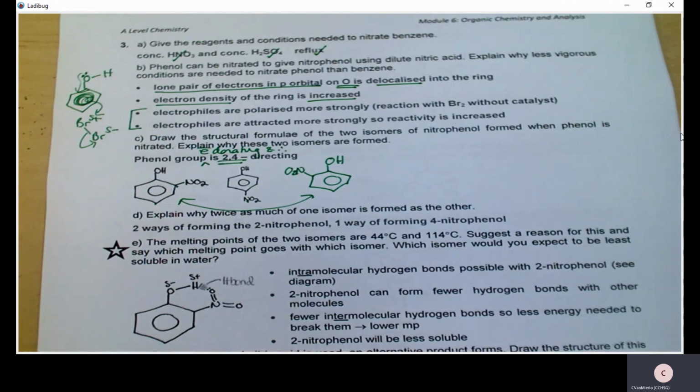Okay, question E is a little bit more of a challenge, and this is where we start looking at how functional groups can interact with each other within a molecule and produce some interesting characteristics. So the melting points of these 2 isomers are 44 degrees and 114 degrees, so quite significantly different given they've got all the same atoms and groups and so on. So we need to look at what is happening. That means that far less energy is needed to melt one of the structures than the other, and work out which one goes with which.